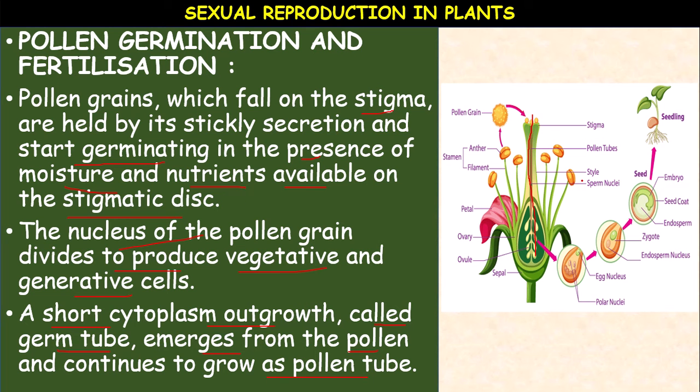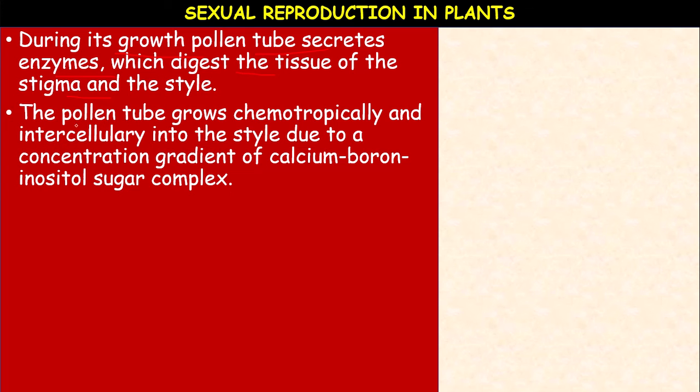Here the pollen tube germinates and enters into the ovule through the micropylar region. You can see, during its growth, the pollen tube secretes some enzymes which digest the tissue of the stigma and the style. The pollen tube grows chemotropically and intercellularly into the style due to a concentration gradient. What is that concentration gradient? Calcium boron inositol sugar complex.